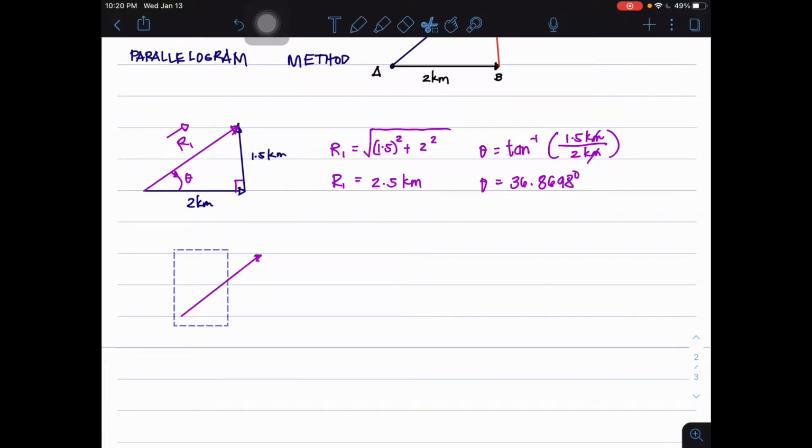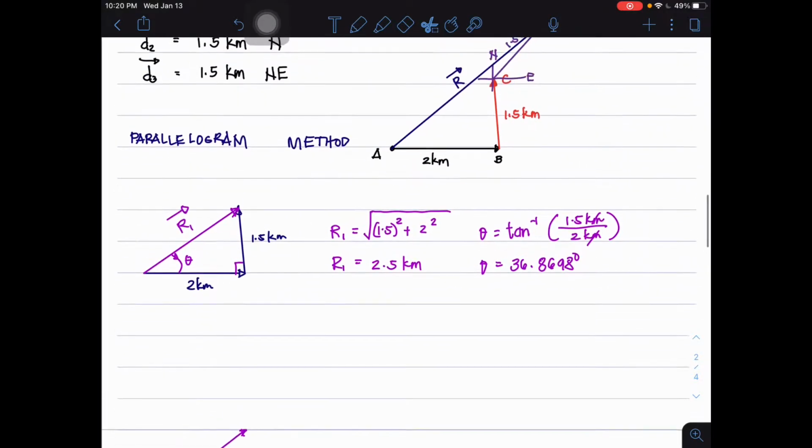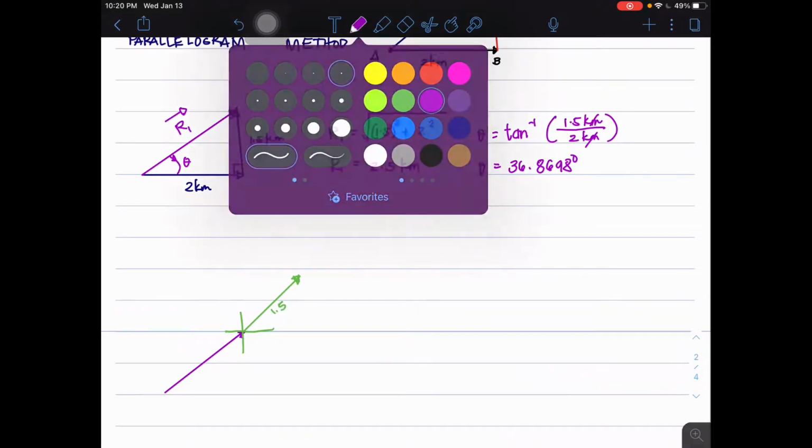Let me just move it for you over here. There you have it. And then your D3, which is 1.5 kilometers northeast. So let me draw northeast somewhere here. 1.5. That's it. Okay, and that's 1.5. Let me show you.